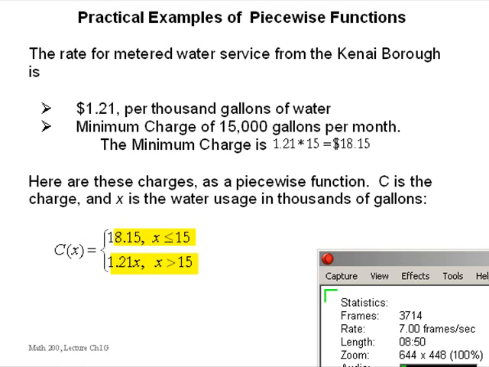This makes another piecewise function. Notice that the first piece is a constant, and that's perfectly acceptable. Notice also that the domains do not overlap. Each one is a function. C is also a function.